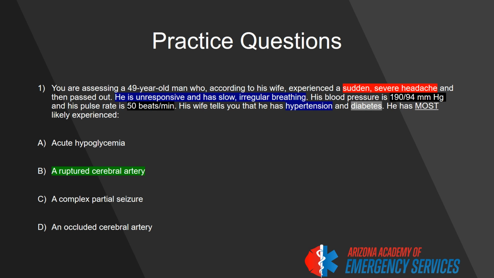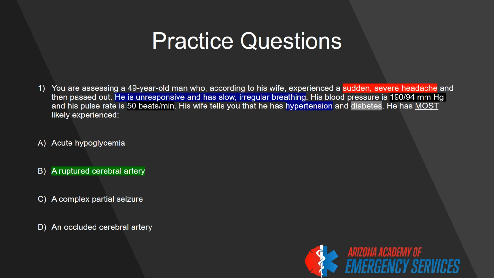We can also identify that in blue, the primary information, he's unresponsive, which means that this progressed very rapidly, which again is conducive to the presence of a hemorrhagic stroke for this patient.